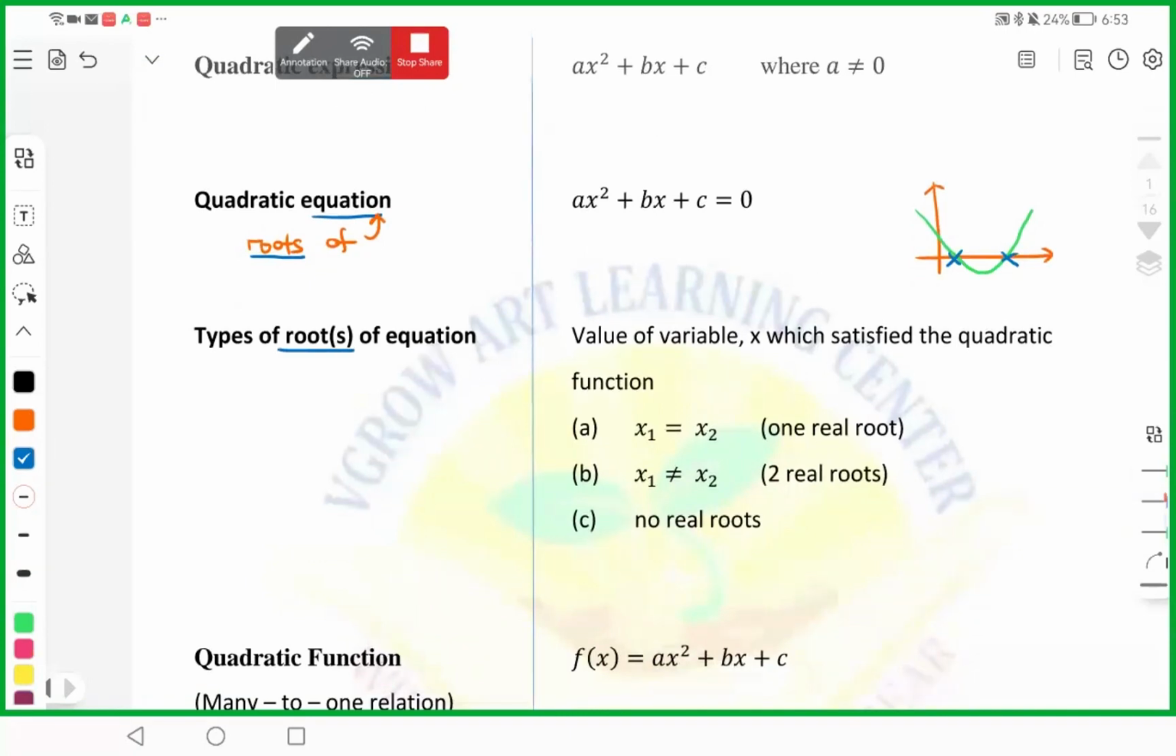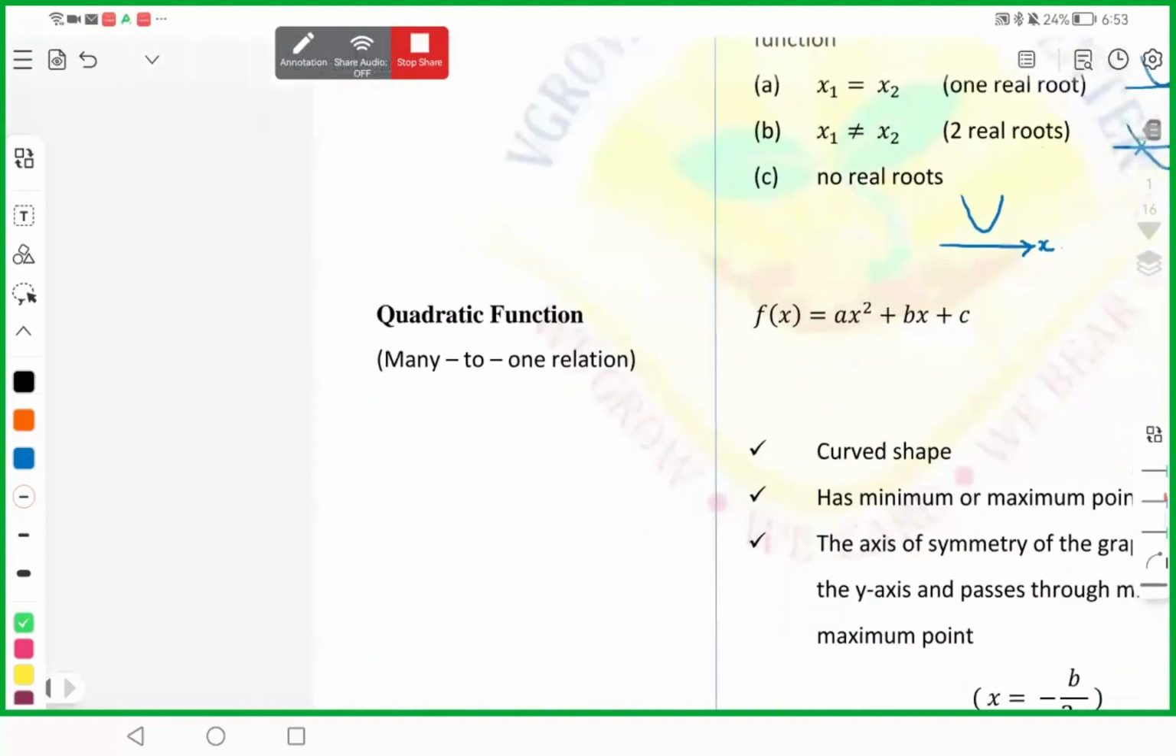There are three types of roots of a quadratic equation. One real root, meaning x1 equal to x2, touching the x-axis at only one point. Two real roots, so the curved line passes through the x-axis at two points. No real roots, it is hanging. So this is what we learned. We form the quadratic equation, we find the roots of the quadratic equation, including the x-intercept. Last but not least, the quadratic function.